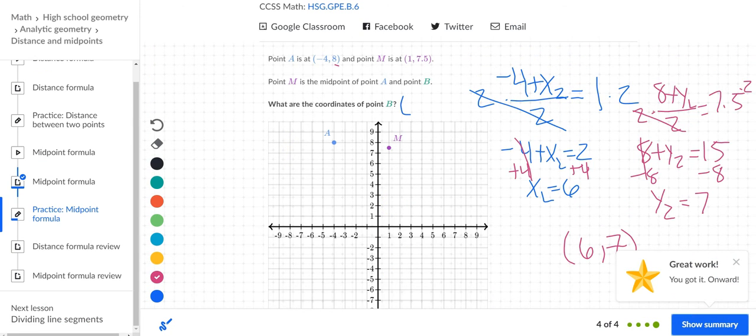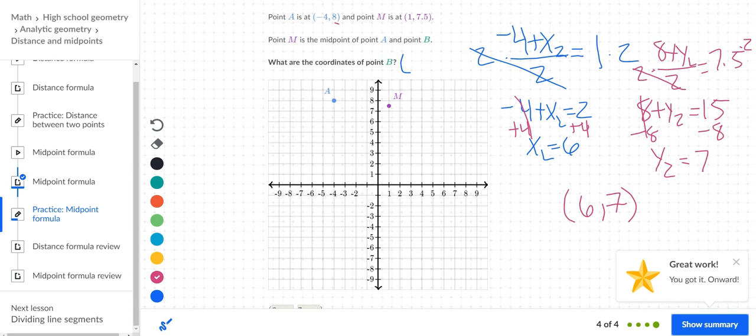So hopefully with these problems, it'll give you a little bit more guidance to figure these out. And that is all for this Khan Academy.